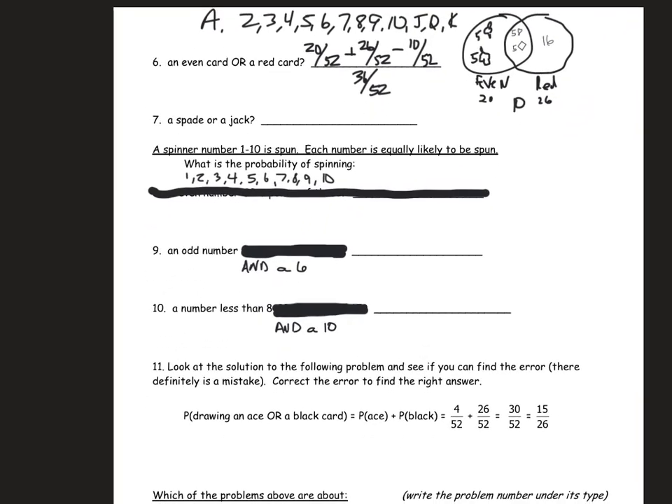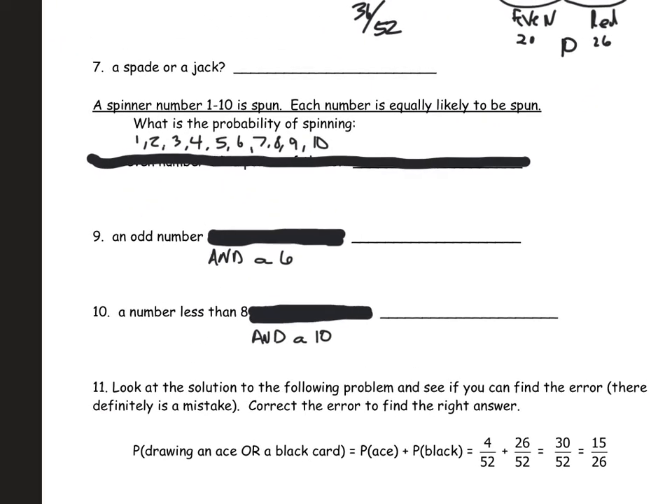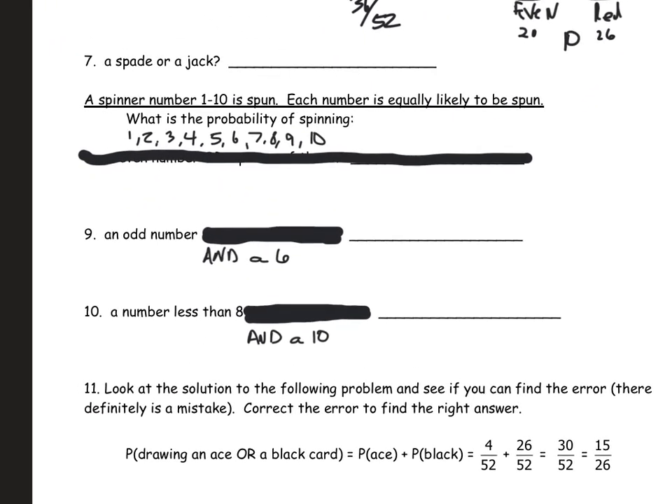Okay, now one last part that I want to go through, and this is we didn't do any and examples. So it says here a spinner number 1 through 10 is spun. Okay, each number is equally likely to be spun. What's the probability of, and I put these numbers up here, so again, sometimes it's easier to list this stuff out so you see it, because they're going to ask all different kinds of things. So I want to know, in 2 spins, what's the probability of you getting an odd number and a 6? Okay, an odd number and a 6.